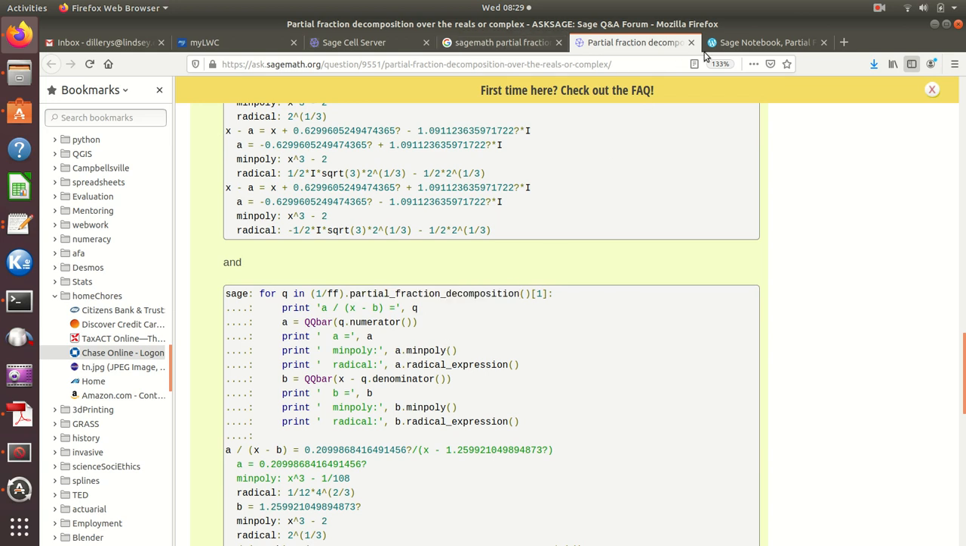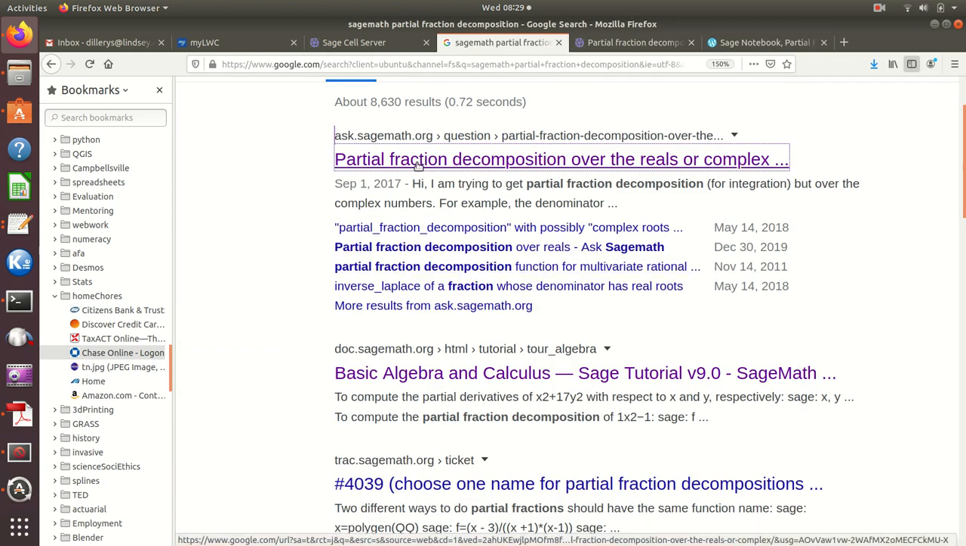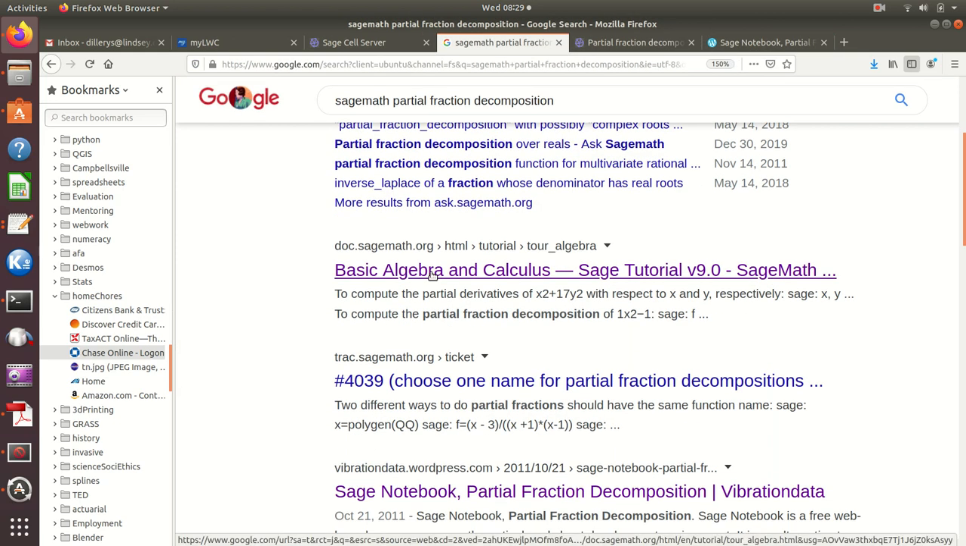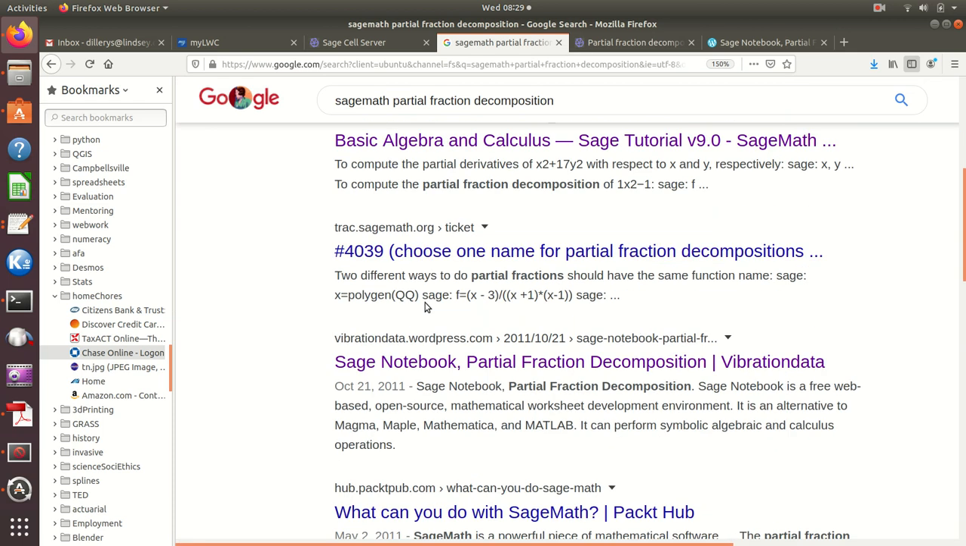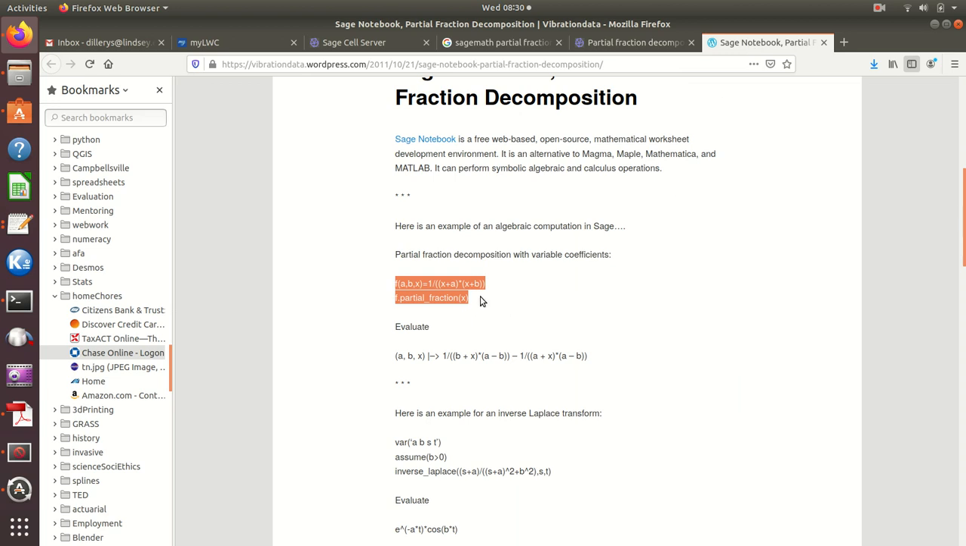But let me show you what I had gone to first. That was there's the first one. Now I went to this one. I didn't really see anything that I wanted. I skipped that one, and then I went to this Sage Notebook partial fraction decomposition, and I go here and notice this one. Again, make it bigger.